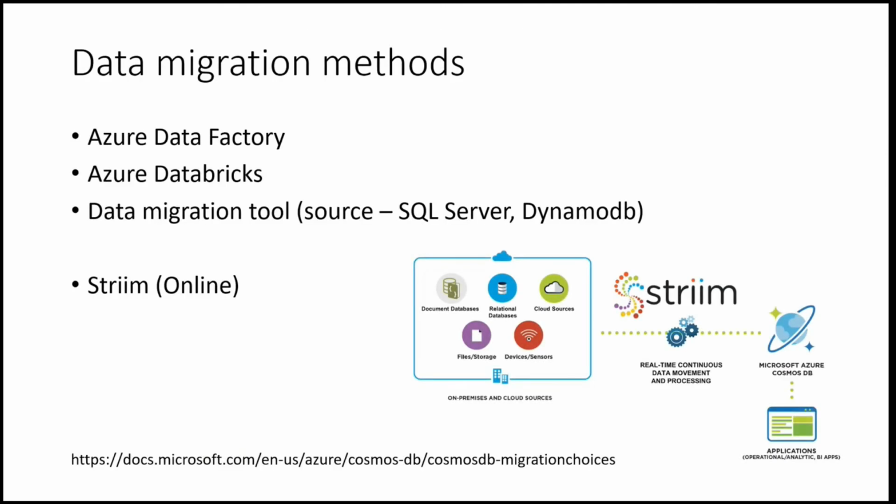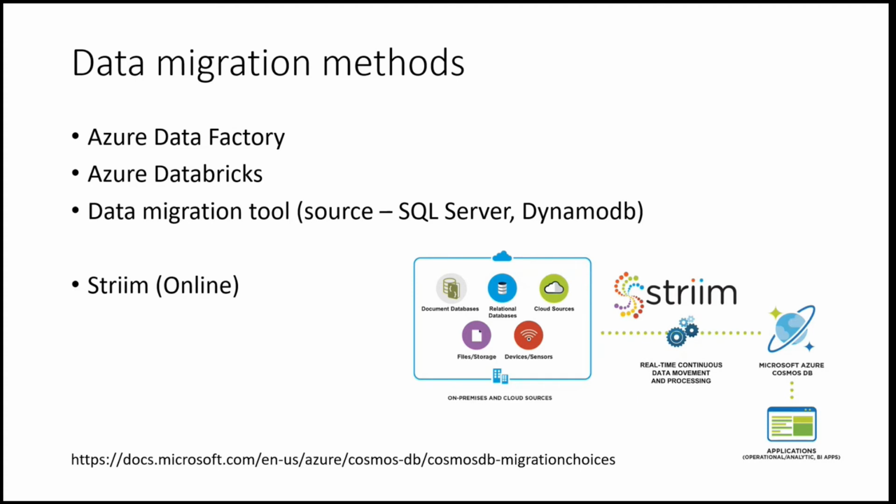So what are the common tools, the data migration methods that you can use for migrating your data from relational or other document styles to Cosmos DB? One is the Azure Data Factory. In this, you can use different types of source and target connectors and move data. Works very well for different types of databases, and different workload ranges as well.